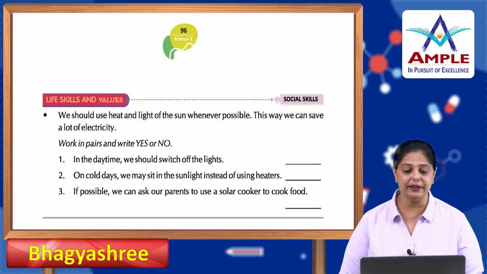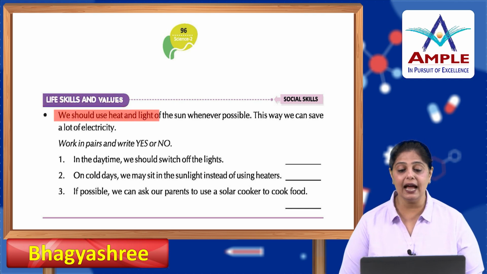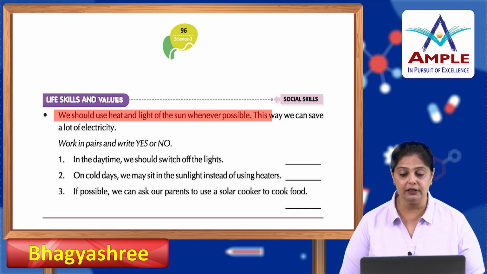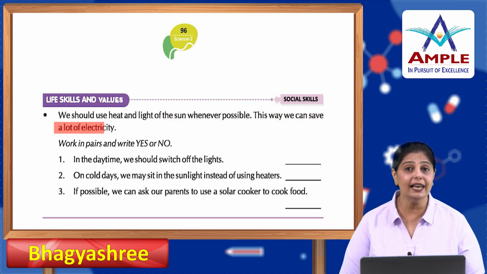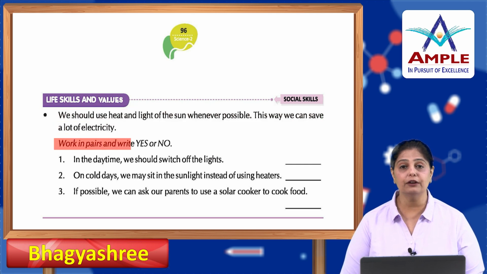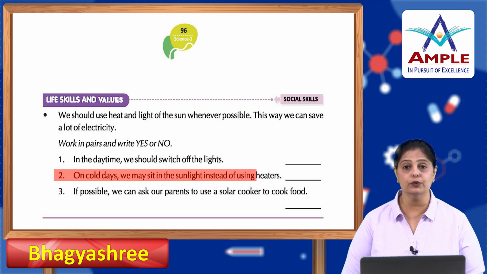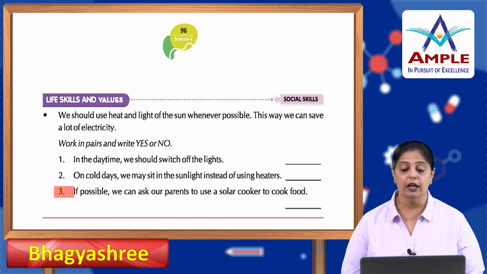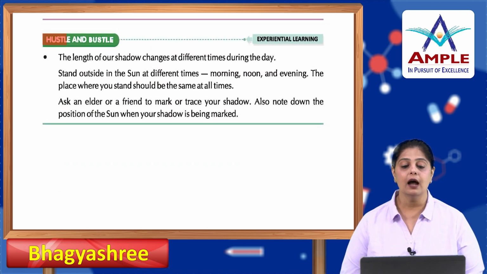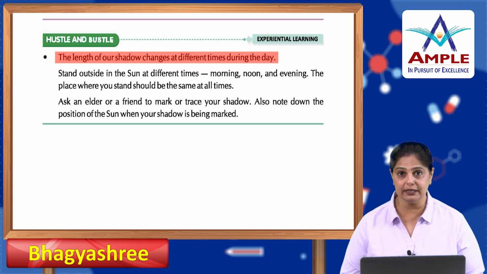Life skills and values. We should use light and heat of the sun whenever possible. This way we can save a lot of electricity. Work in pairs and write yes or no. In the daytime, we should switch off the lights. Yes. On cold days, we may sit in the sunlight instead of using heaters. True. If possible, we can ask our parents to use a solar cooker to cook food. Yes.